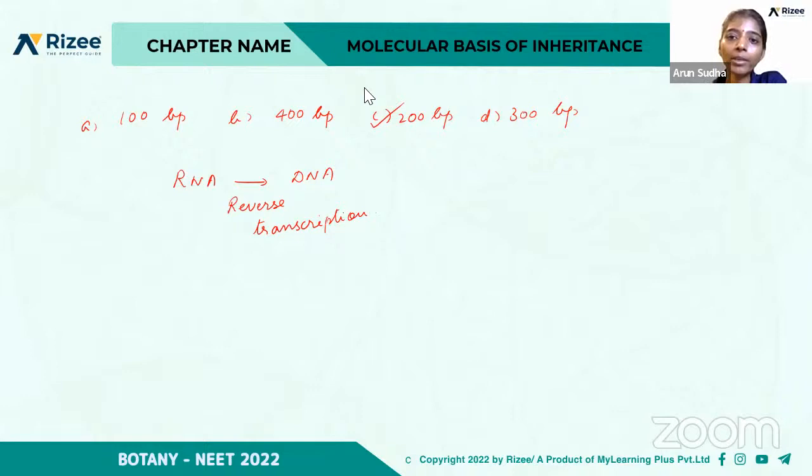And also you complete those questions and we'll discuss the answers for those questions also. That is principles of inheritance and variation. Okay, so we'll discuss that tomorrow. Okay then. Thank you.